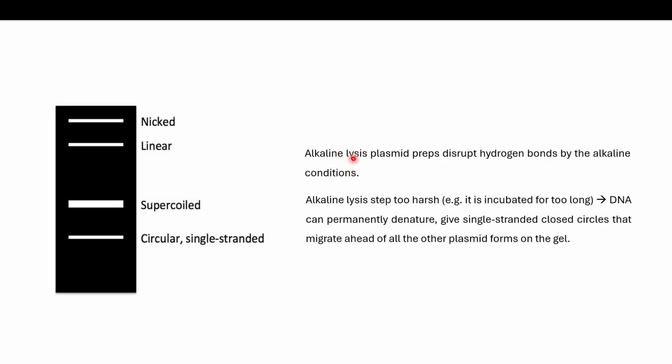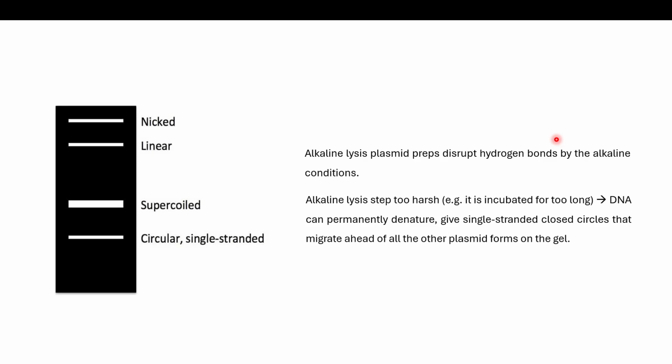The alkaline lysis that we talked about, using sodium hydroxide, disrupts the hydrogen bonds under alkaline conditions. If the alkaline lysis step is too harsh, that is, if you keep it for too long with your plasmid sample, then the DNA can permanently denature, giving single stranded closed circles that migrate ahead of all other plasmid forms on the gel, the porous agarose matrix.